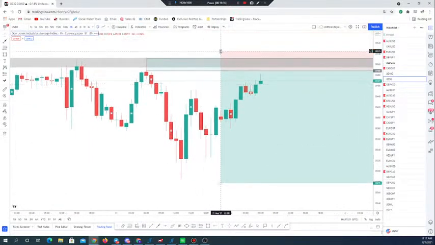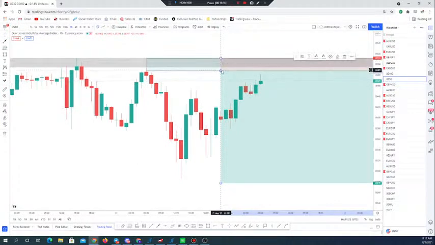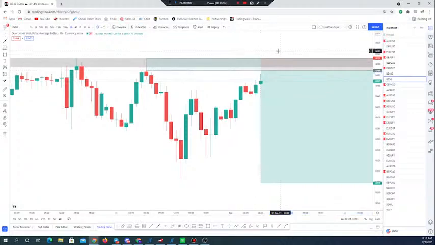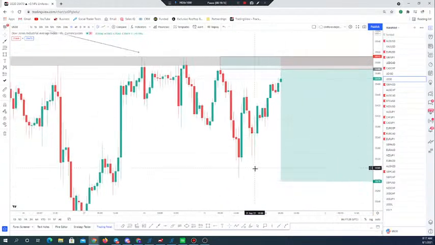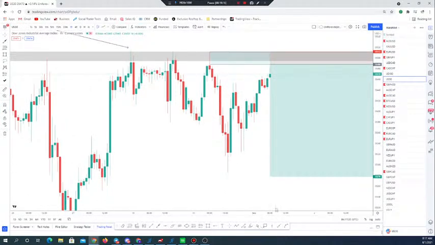So I'd probably do that. And if you're in the bootcamp, of course, you would know how to use further confluences on entering such trades. So we don't just plainly dive into it like this.